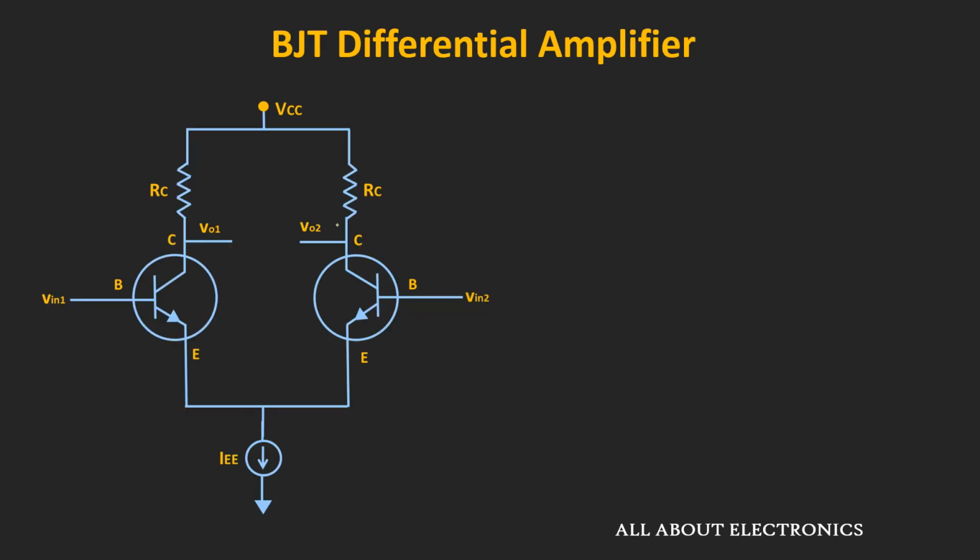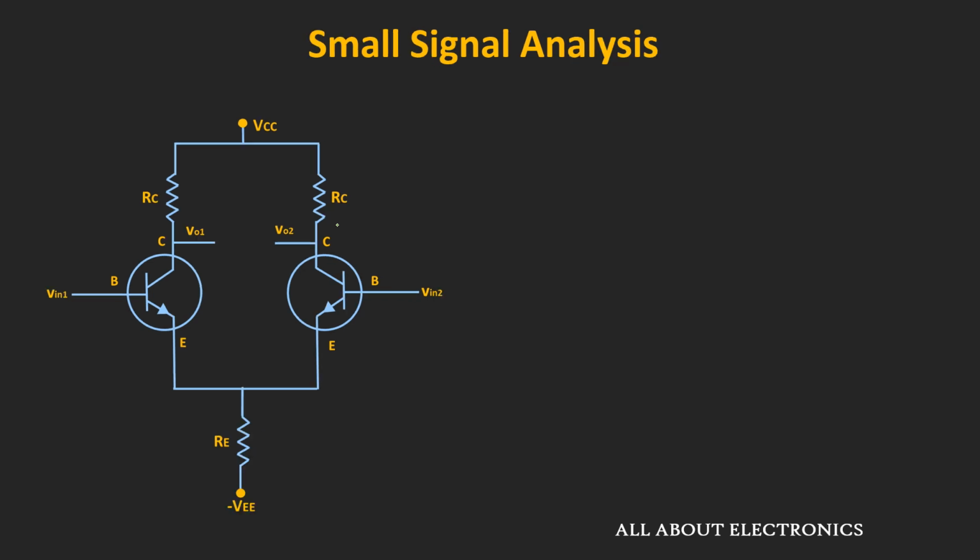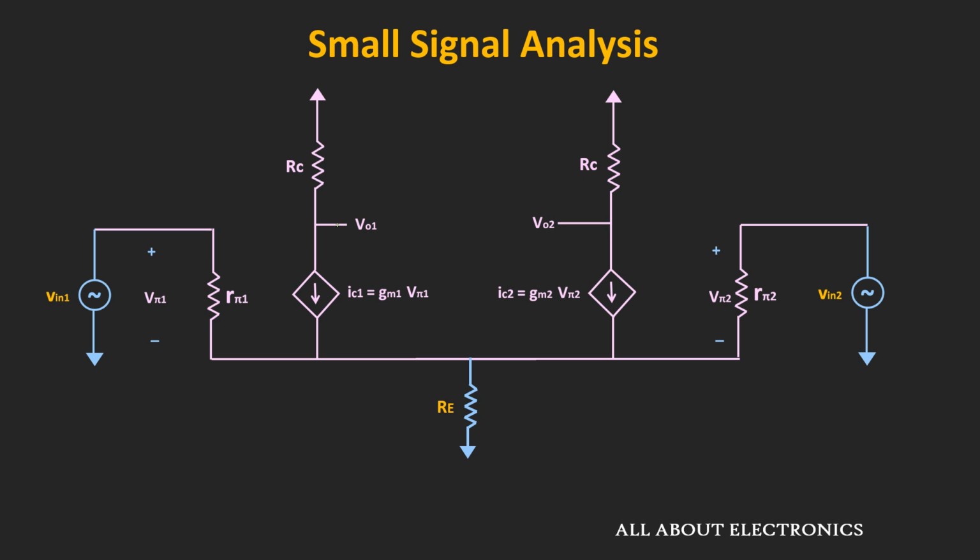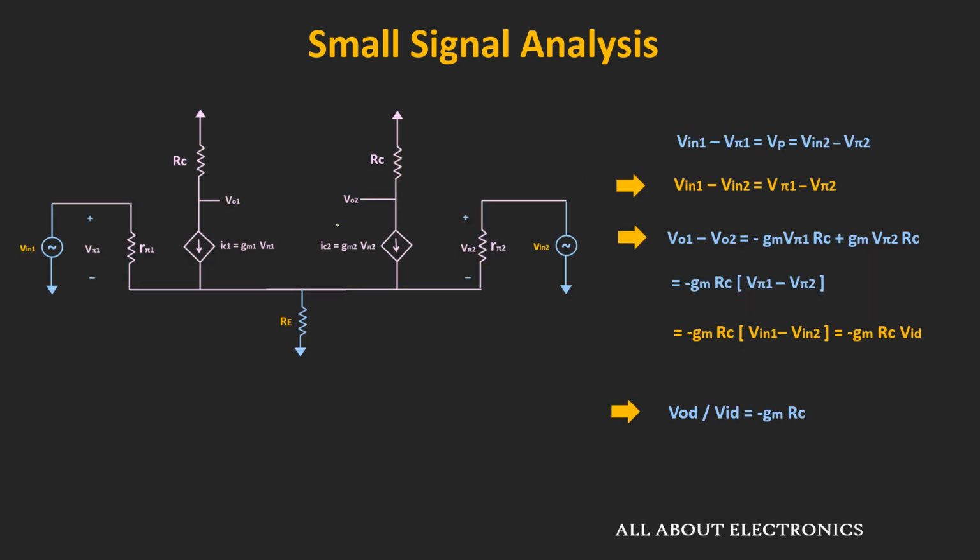Now, so far during our discussion, we have assumed that the differential amplifier is biased using the constant current source. But when it is biased using the resistor, then in that case also, the expression of the differential gain will remain the same. So in that case, the small signal equivalent circuit will look like this. And by following these steps, we can find the differential gain. So here, the procedure is very similar to the procedure which we have followed earlier.